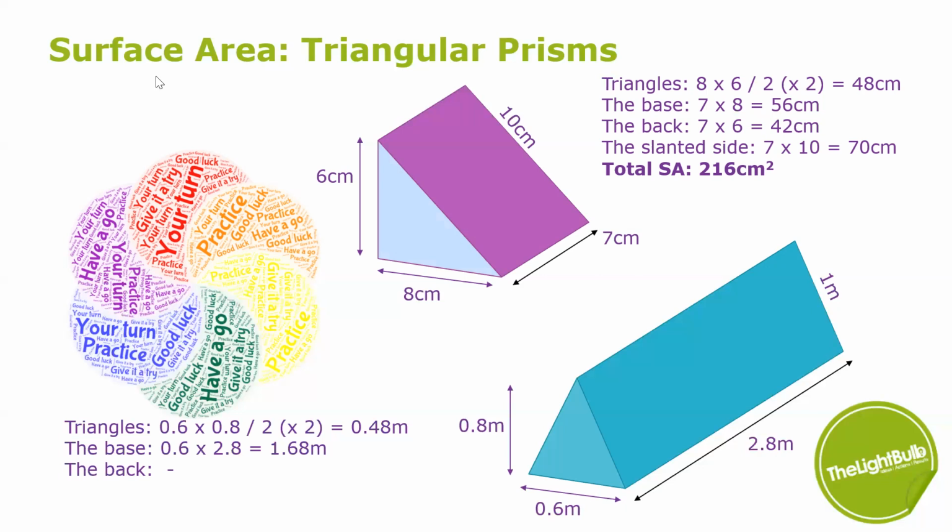What we've got instead is 2 lots of the slanted side. So we've got a length of 2.8 and then a width of 1. And then, as I say, we've got 2 of those. So that gives us 5.6 meters squared for those 2 sides. Add it all together, we have a total surface area of 7.76 meters squared.